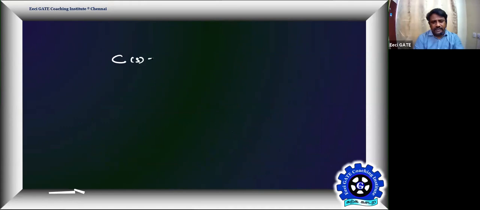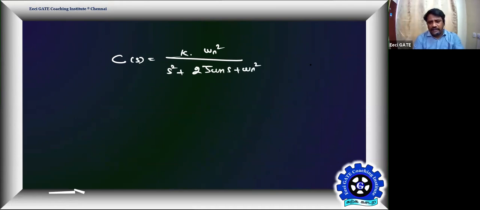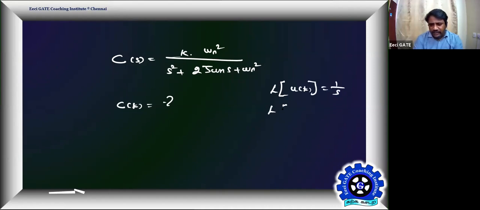So C of S is equal to K into omega n squared by s squared plus 2 zeta omega n s plus omega n squared. Now I need to find C of t. How? I need to apply the inverse Laplace transform. So we need identities. We know Laplace of u of t is 1 by s. We know Laplace of e power minus at into u of t is 1 by s plus a. We know these identities, but we need to cover this.